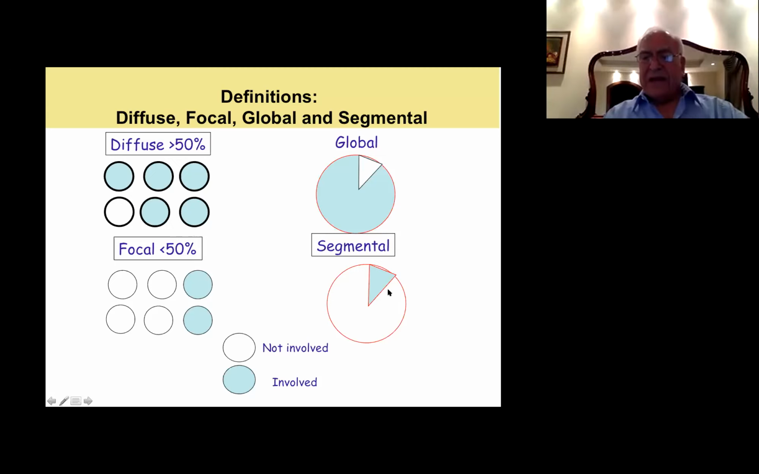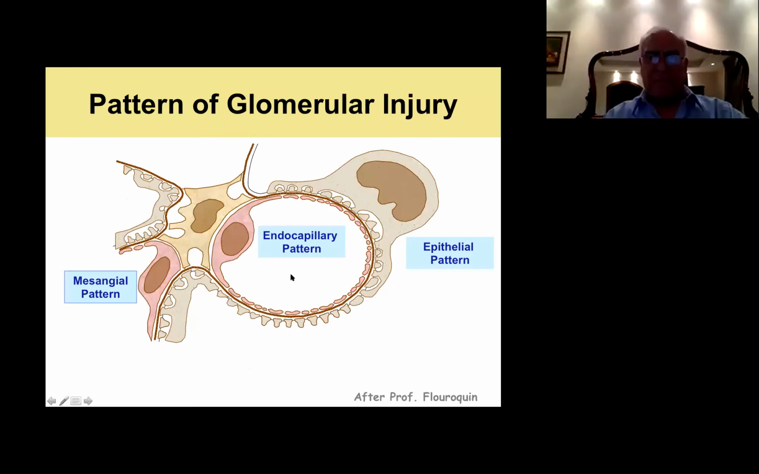Global or segmental depends on each individual glomerulus. Part of the glomerulus, that's segmental, or the whole globe. So you may have diffuse global, you may have diffuse segmental, you have focal global, you have focal segmental. So focal and diffuse concern number, global and segmental concern the individual glomerulus. Please keep this in mind.